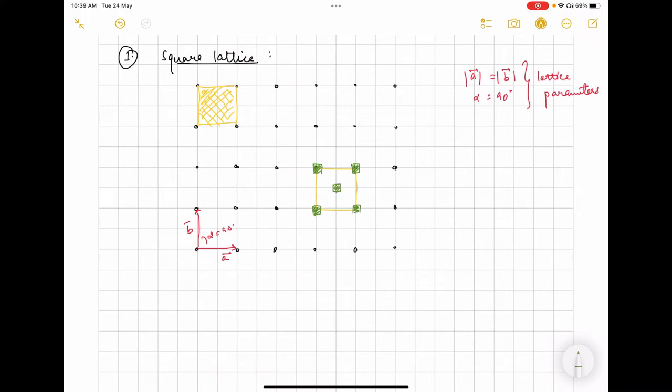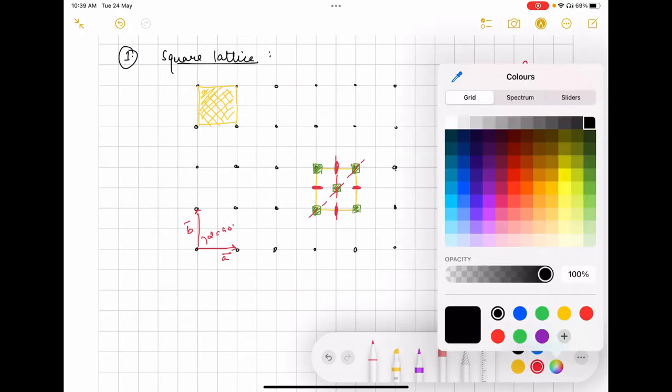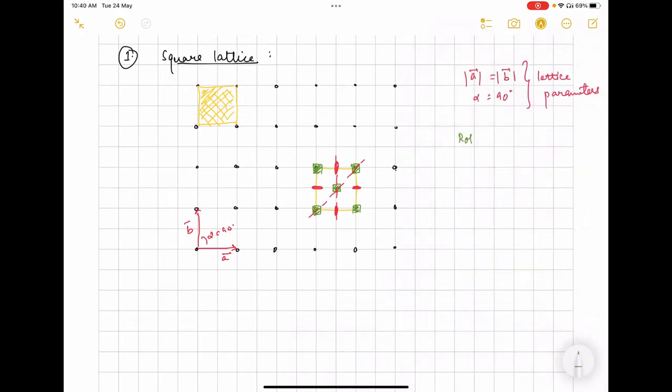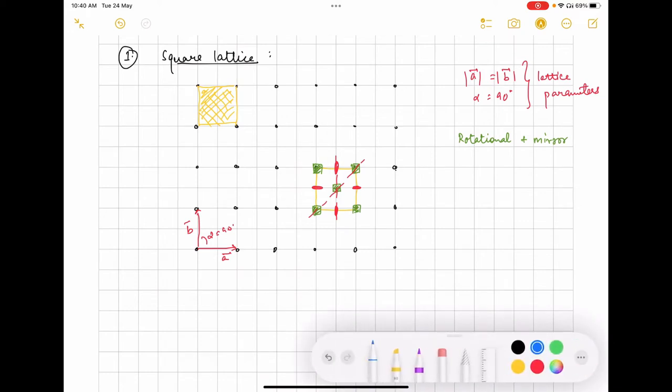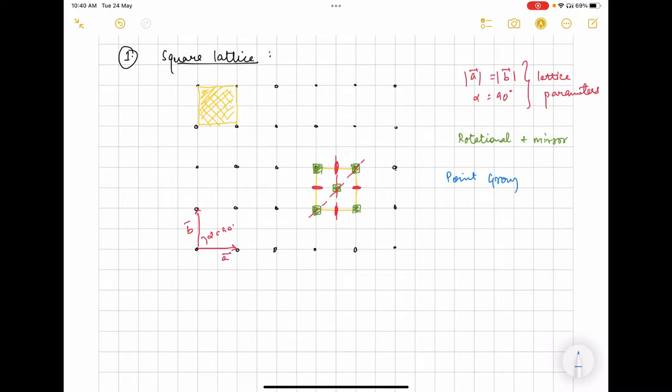Along with that, we can have two-fold rotations midway and mirrors, one to the center and one diagonally. Okay, so these are the symmetries, and these mirrors also follow the four-fold rotations. So the symmetries that exist here are rotation plus mirror. So the point groups pertaining to a square lattice are 4mm and simply 4. The least symmetry that it should have is 4.